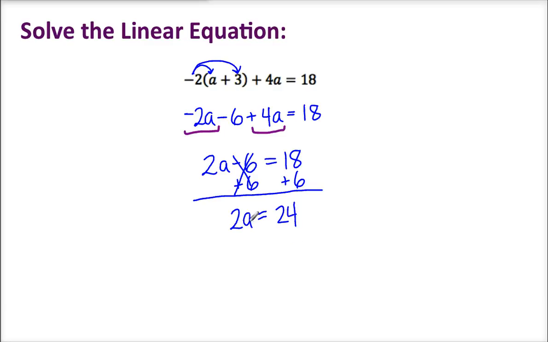So now I have 2 times a. So I'm going to separate this into two groups or divide it into two groups. And whatever I do on one side, do it to both sides. 2 divided by 2 is 1a. So I just have an a equals 24 divided by 2 is 12. So I solved and my solution is a equals 12.